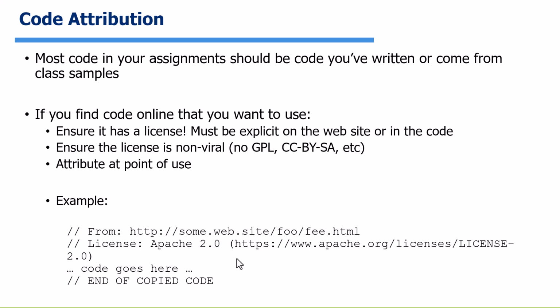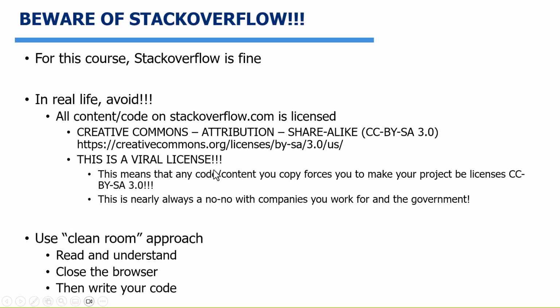You cannot use a viral license. So anything like GPL or CC BY-SA, which is Creative Commons Attribution Share Alike, you can't use those. Because the license says, if you do this, you have to license your code using the same license. So you can put a little attribution at the point of use. If it's source code that I've given you as a sample, and a lot of these things are going to be really close to samples that I've done in the class, just put a comment at the top saying, based on the course content code, something like that.